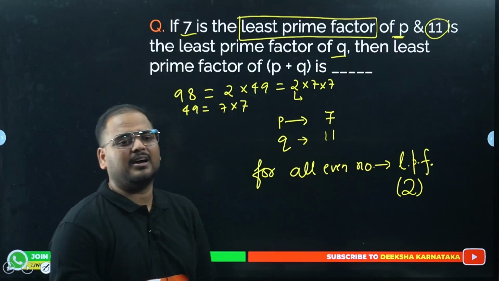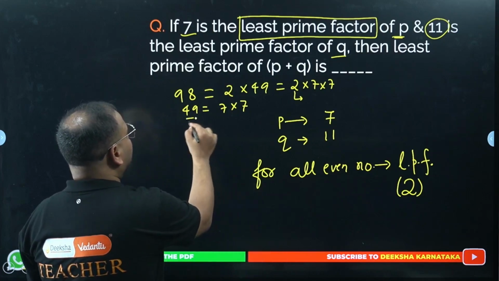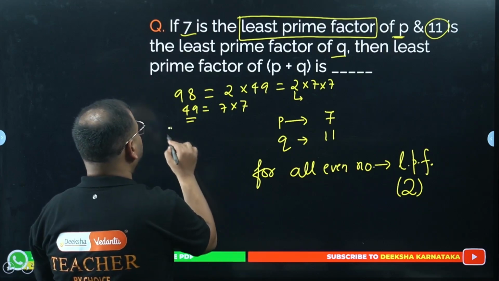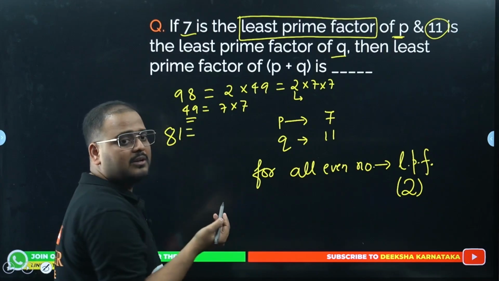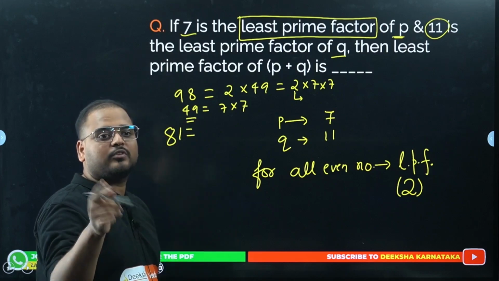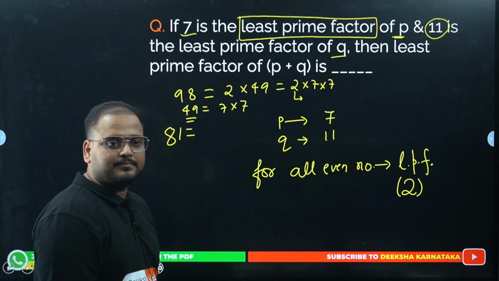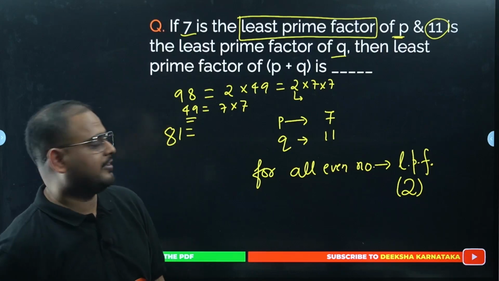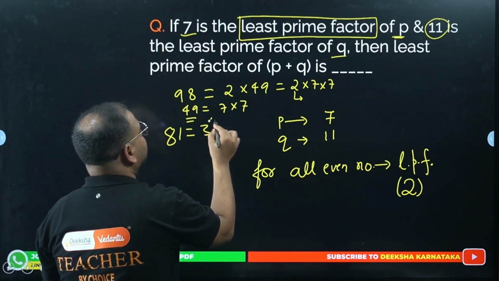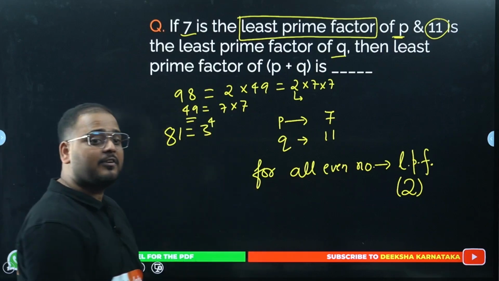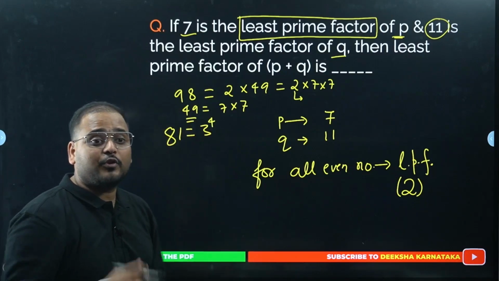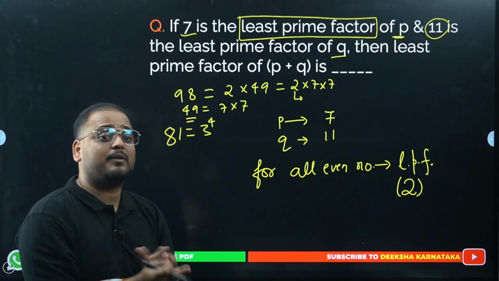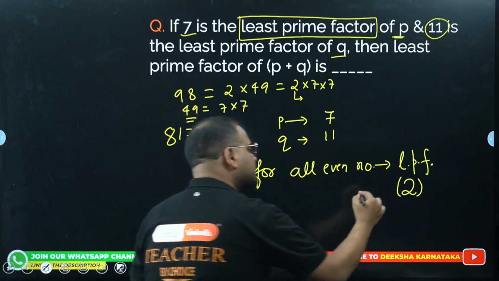And for odd, we can't say. Let's say we took 49. What was it? 7. I can take 81. What is it? It's 3. 3 into 3 into 3 into 3, right? 3 power 4 is 81. 3 into 3 is 9, into 3 is 27. So I can write this as 3 power 4. So least prime factor of 81 is 3. So for the odd number we can't say which is the fixed least prime factor. But for even we can say always 2.